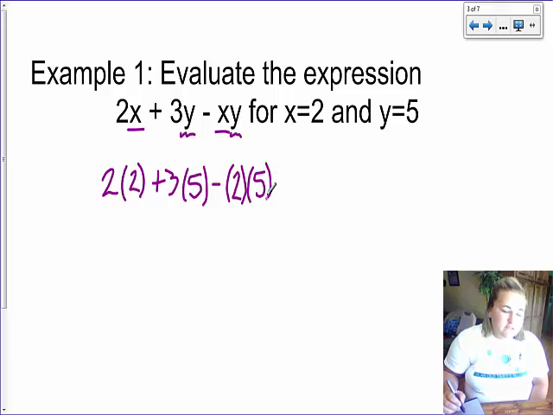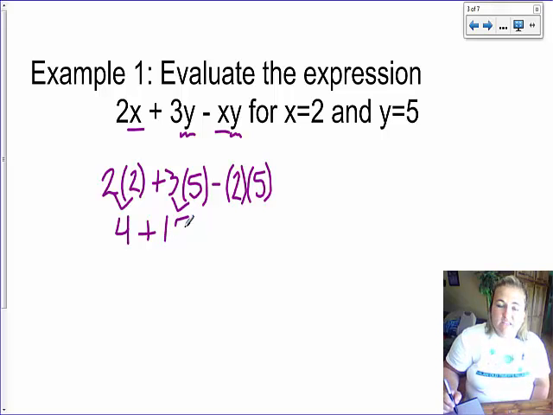Now all I have to do is follow order of operations. So I know that when these numbers are touching parentheses, or parentheses and parentheses are touching, that means to multiply. And so I have multiplication, 3 places, addition, and subtraction. So I'm going to multiply first. So 2 times 2 is 4, plus 3 times 5 is 15, minus 2 times 5 is 10.